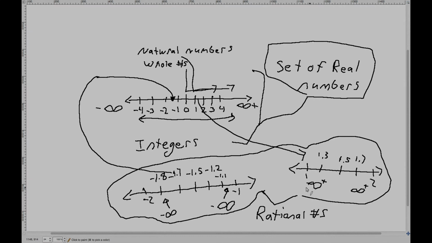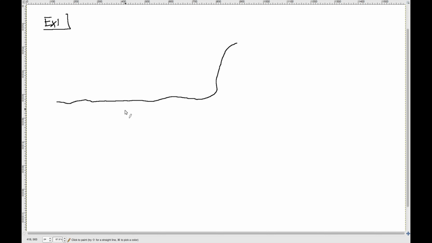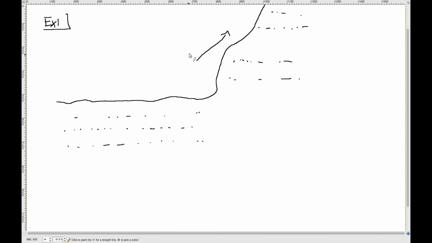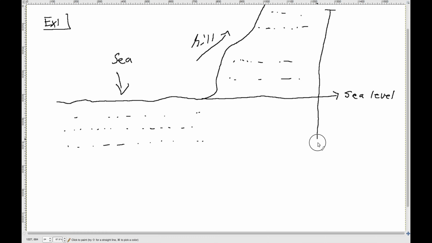Let's go into example 1. Say we have a sea level here, and we have a hill or a mountain, and we go up the hill, and we also can go below the sea level and go negative. Usually, when you have elevation, you indicate how much is above sea level, but you can also have what's below sea level indicated by a negative number.